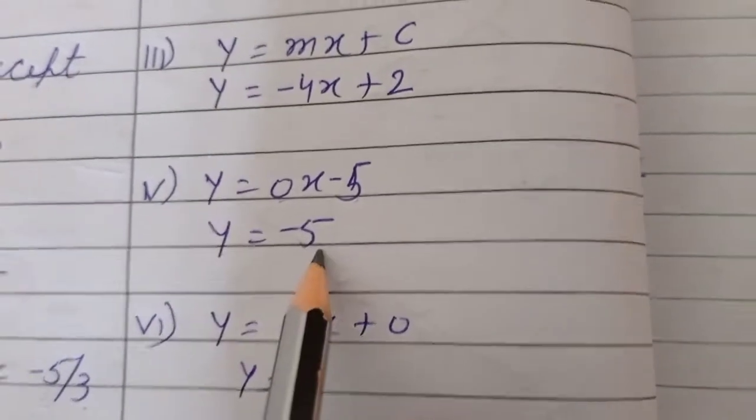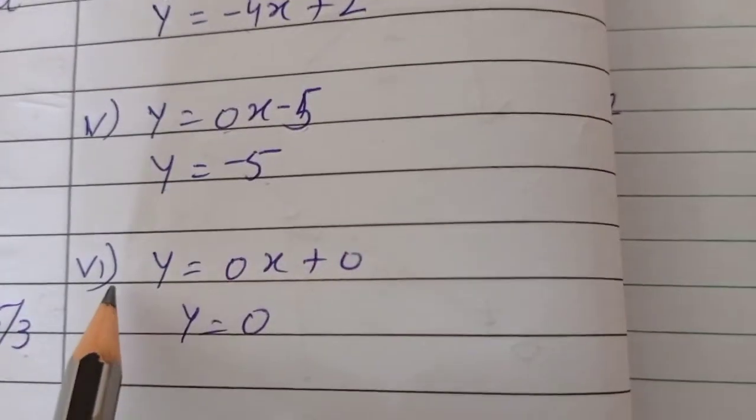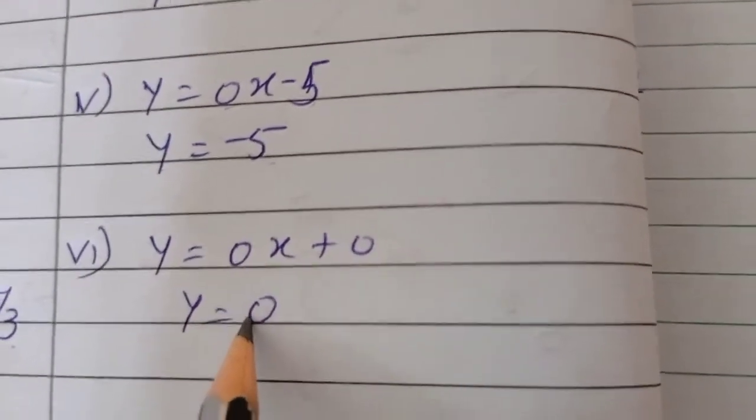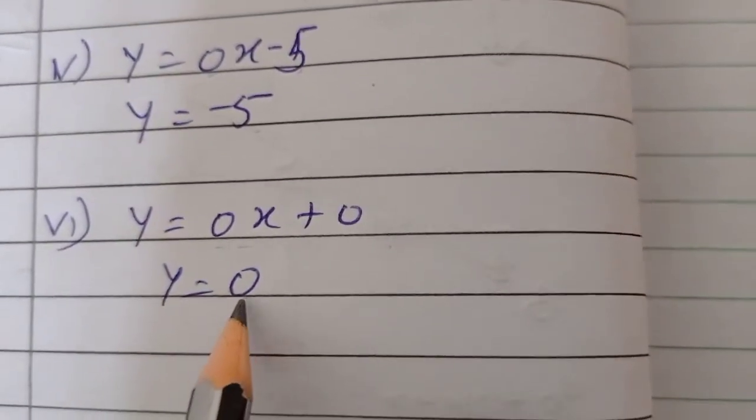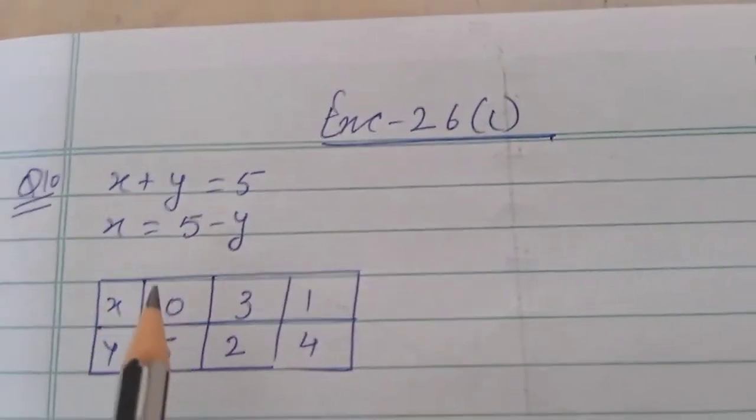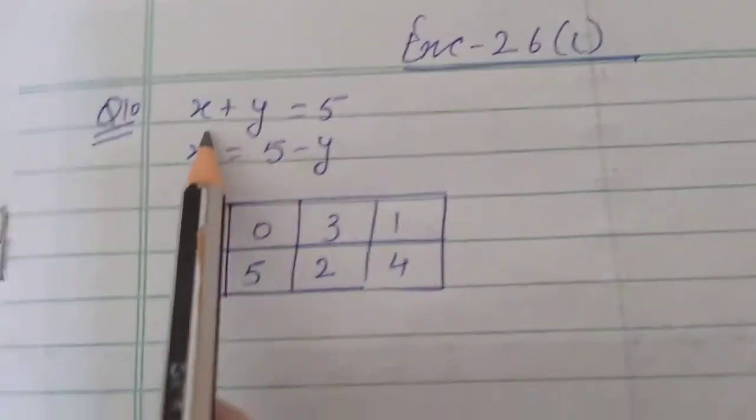So what is the answer? Y is equal to minus 5. Sixth part, slope is 0 and intercept is also 0. So both the values are 0, which means y equals 0. The 10th question will be done on the graph. Draw the graph of this equation.